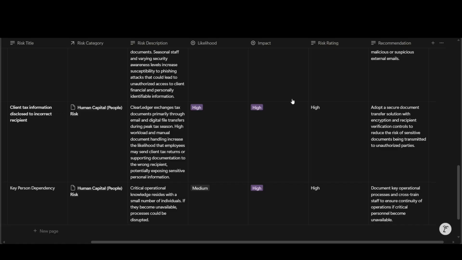These examples illustrate how a risk register helps organizations identify operational vulnerabilities before they become disruptive events. It allows leadership to move from reactive problem solving toward proactive risk management.